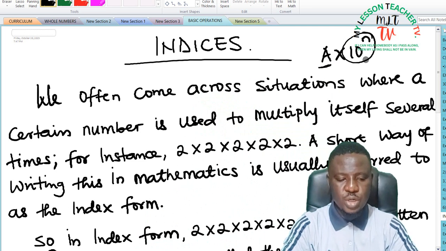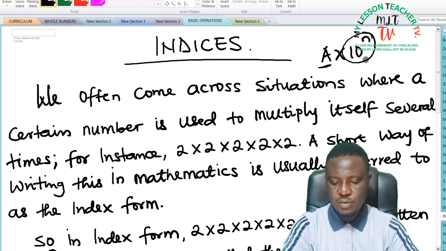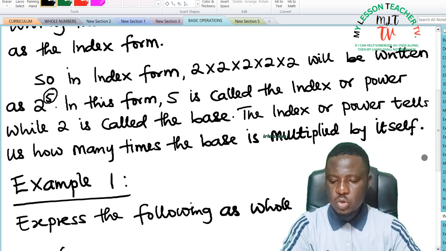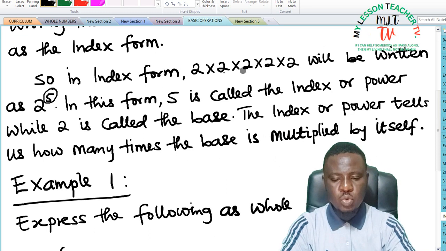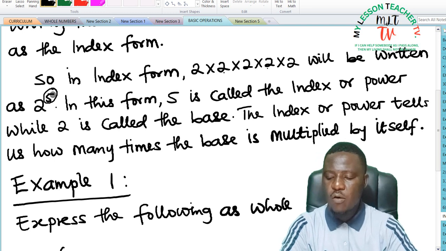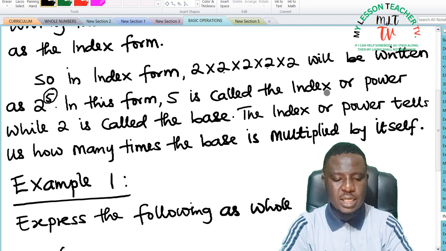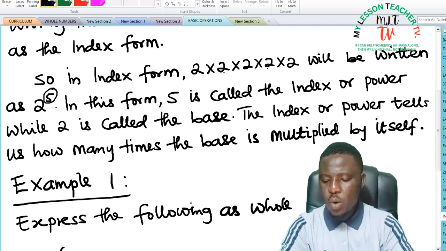We often come across situations where a certain number is used to multiply itself several times. For instance, 2 times 2 times 2 times 2 times 2. A short way of writing this in mathematics is usually referred to as the index form. So in index form, 2 times 2 times 2 times 2 times 2 will be written as 2 raised to the power of 5. In this form, 5 is called the index or power, while 2 is called the base.